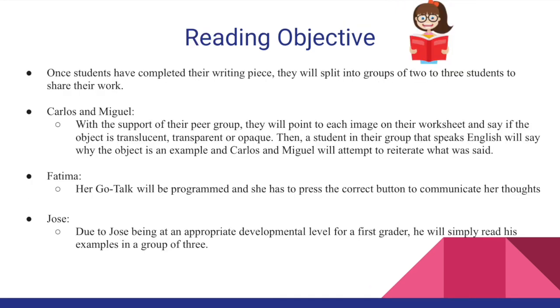For my reading objective, once students have completed their writing piece, they'll split into groups and read what they have written. So for Carlos and Miguel, I will put them in a group that is supportive and really makes them feel comfortable. So they'll point to each image on the worksheet and say if their object is translucent, transparent, or opaque. And then a student in their group will read the phrases in English and they have to attempt to repeat that. For Fatima, I will have her Go Talk program so that she can press the correct button in order to communicate. And for Jose, he will simply read his examples since he is at appropriate levels.